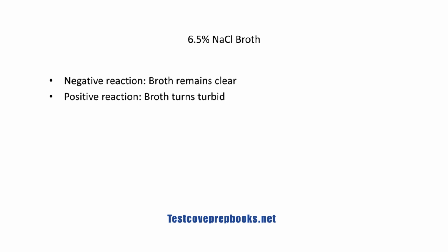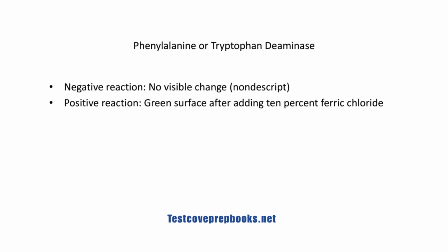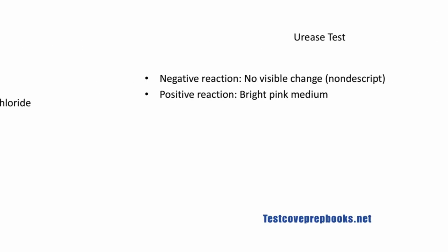6.5% sodium chloride broth remains clear if negative. A positive reaction turns the broth turbid, showing bacterial tolerance to high salt concentrations. Phenylalanine or tryptophan deaminase tests are negative if no visible change occurs. A positive result produces a green surface when 10% ferric chloride is added, reflecting deamination activity.